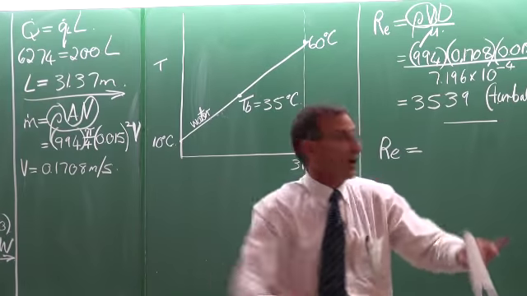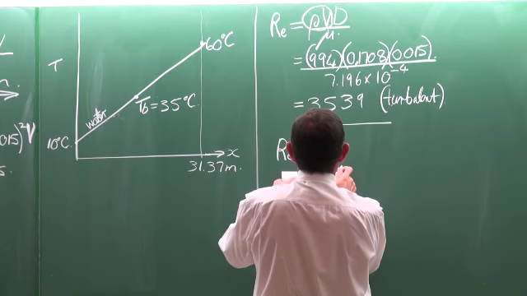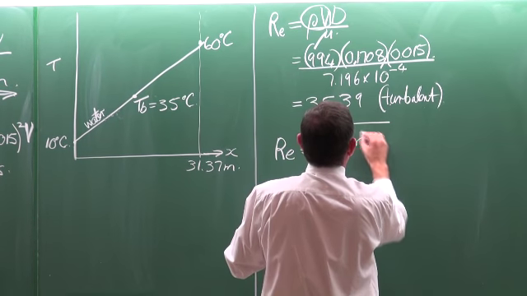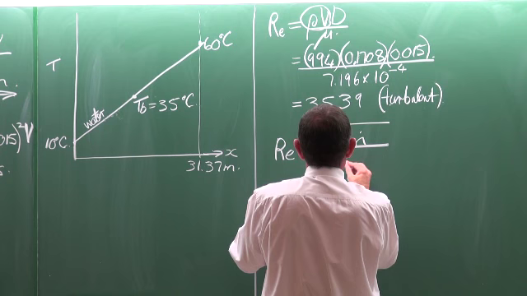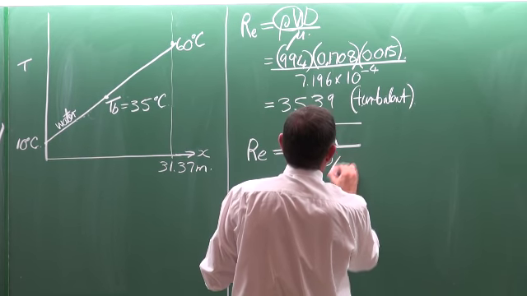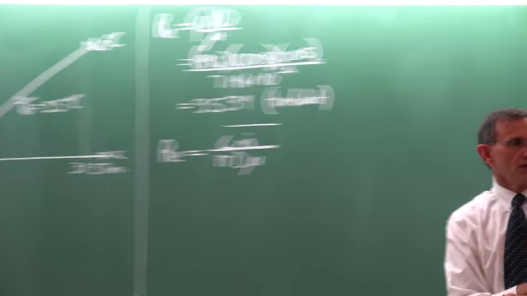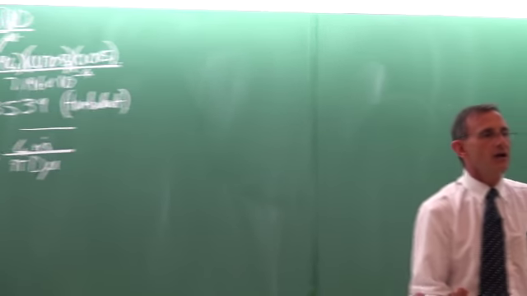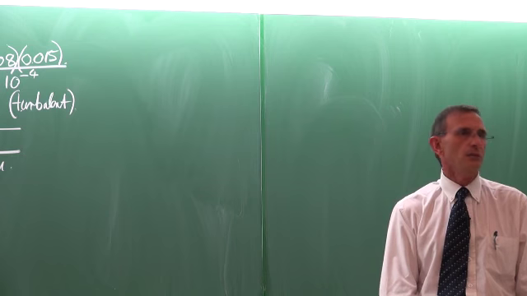And obviously that area can be written as a function of diameter, so it is very simple to derive that the Reynolds number can also be written as 4 times the mass flow rate, divided by pi multiplied by the diameter and the viscosity. So it is just a quicker way of calculating the Reynolds number if the mass flow rate is given.